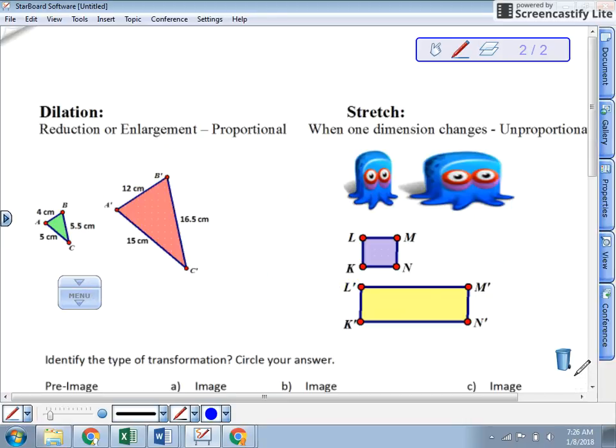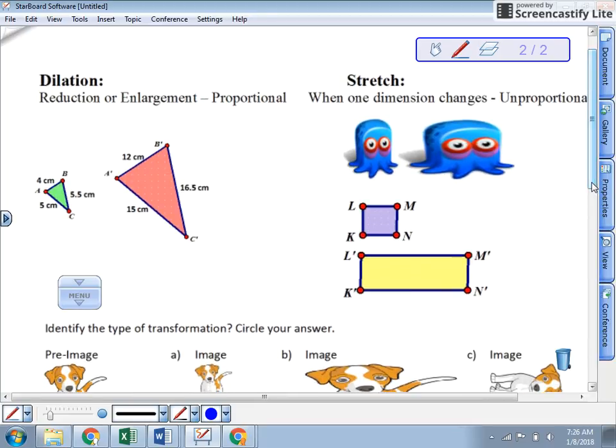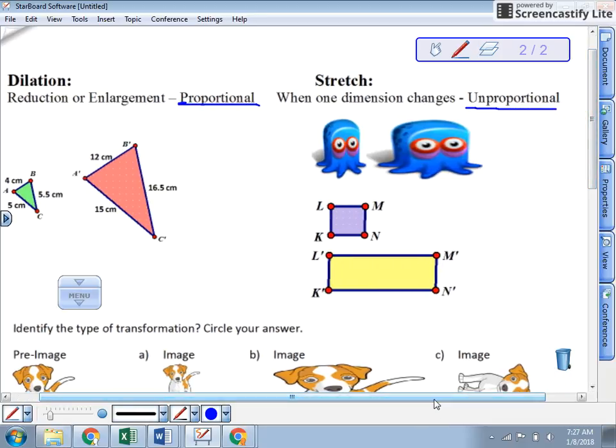What are the other types of transformations we're going to take a look at? Dilation and stretch. Those are the other two. Here's the big difference. Dilation is reduction or enlargement. It's proportional. A stretch is only one dimension changes, so it's unproportional. That's how you can tell which one's which: is it unproportional or proportional?